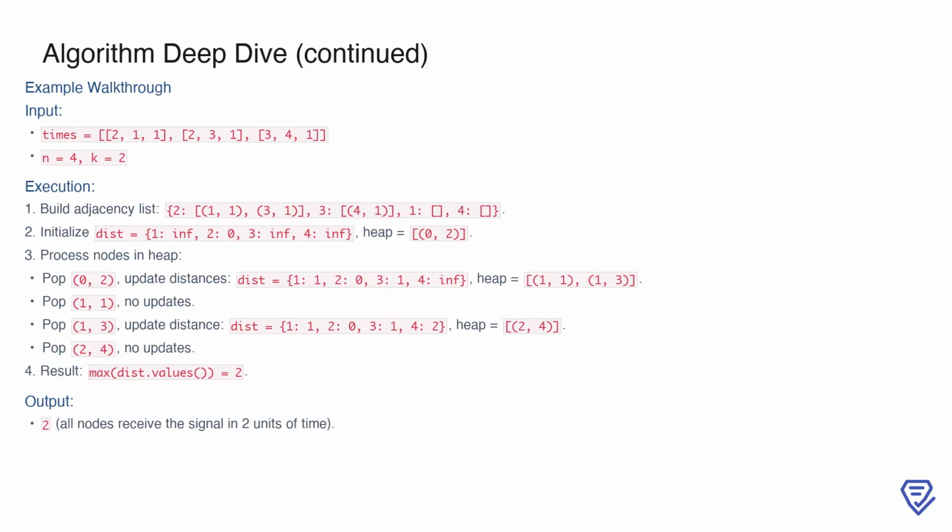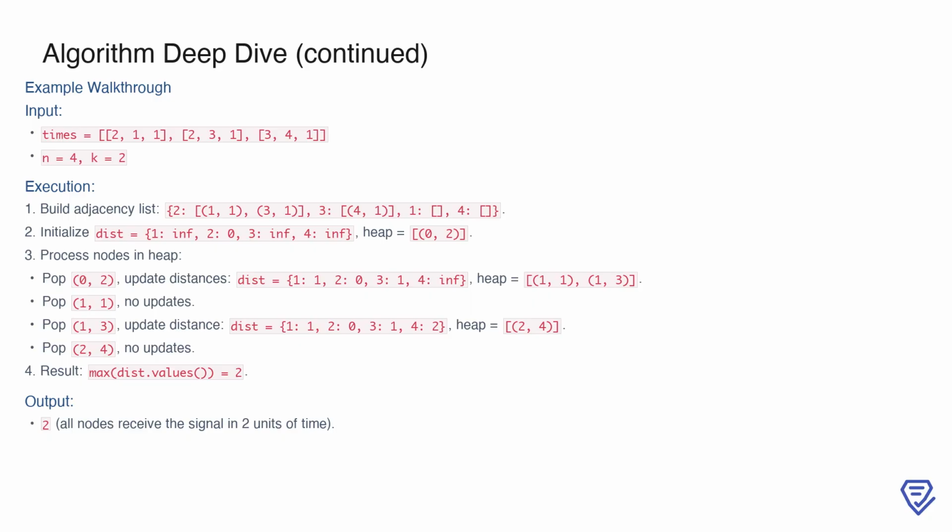Let's walk through an example to solidify our understanding. Suppose the input is times equals [[2,1,1],[2,3,1],[3,4,1]], with n equals 4 nodes and the starting node k equals 2. First, we build the adjacency list: 2 maps to (1,1) and (3,1), and 3 maps to (4,1). Next, we initialize the DIST dictionary as 1: INF, 2: 0, 3: INF, 4: INF, and the heap as (0, 2). Now, we process nodes in the heap.